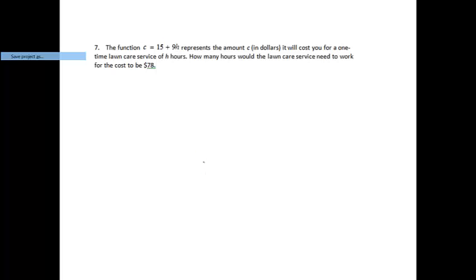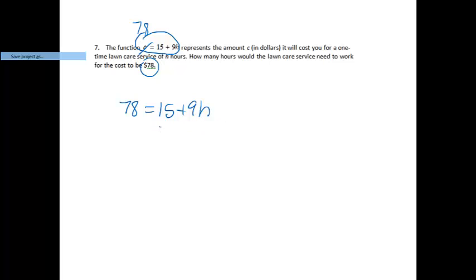All right, so we're always looking for an equation. Well, they very nicely gave us an equation right here. So there's an equation, but there are too many variables in it. But it did say that the cost is going to be $78. So the cost is the C. We know that that is $78. So if I come down here and write my equation, it's going to be 78 equals 15 plus 9H. I have now a very nice equation ready for me to solve.